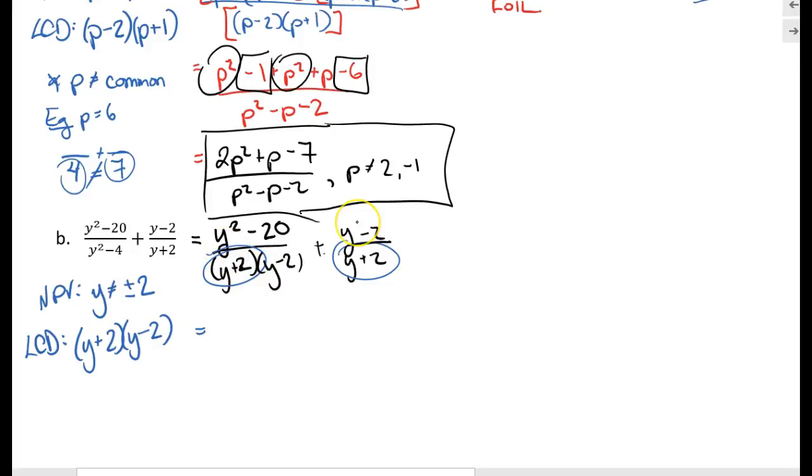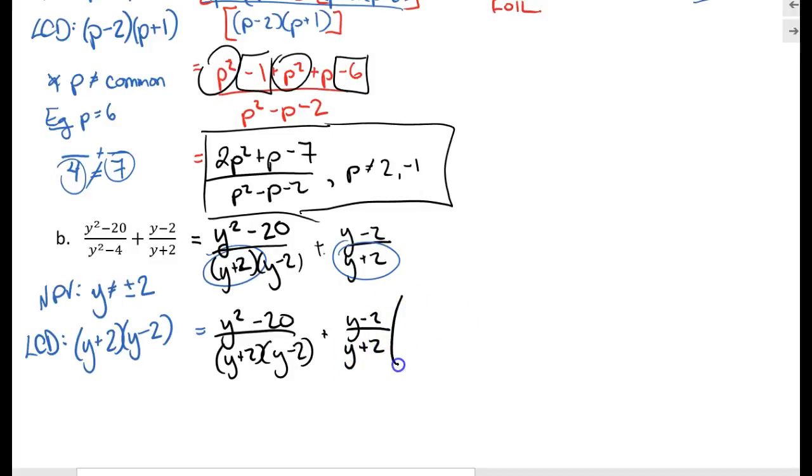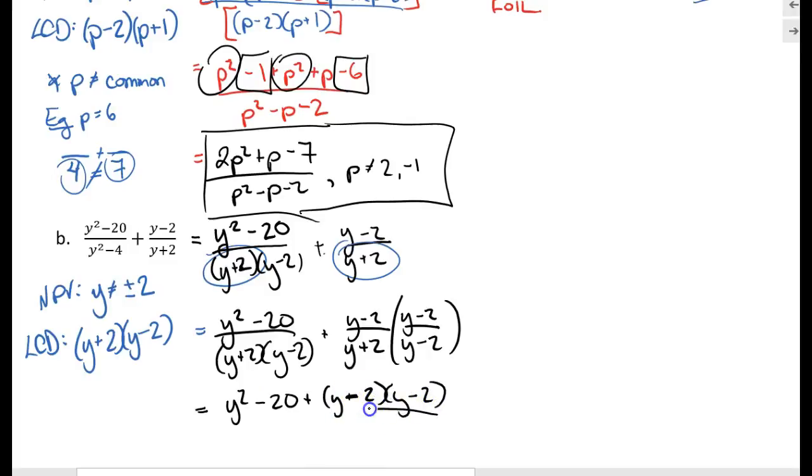So when I go to actually simplify this, I've got y squared minus 20 divided by y plus 2, y minus 2. That doesn't need to change. I already have my common denominator there. But y minus 2 over y plus 2, that is missing a piece. I need y minus 2 to still show up in the denominator. And so what I'm ending up with is y squared minus 20 plus y minus 2, y minus 2, all over y plus 2, y minus 2.